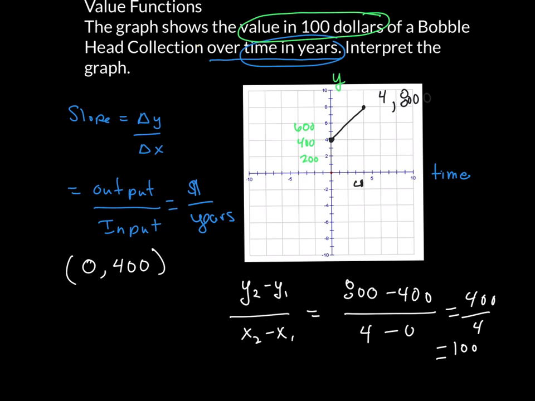Now, if for any reason this graph, instead of increasing, which means I have a positive slope going up, the positive slope means the value is going up. If for any reason the graph told us that now it was going like this, what that means is after 10 years, the value was $0, which means the value of that collection went down to $0 over 10 years.